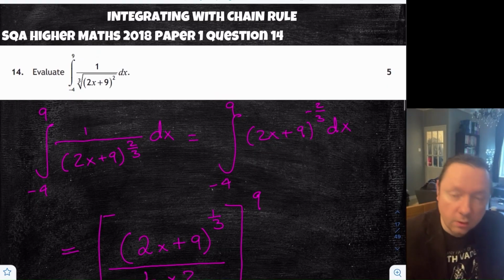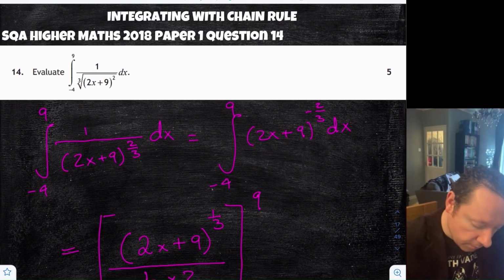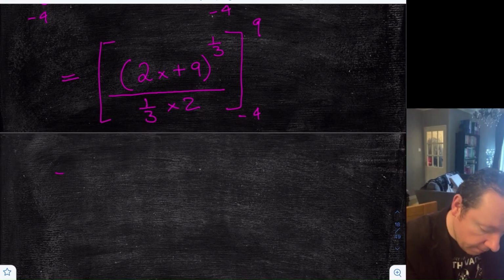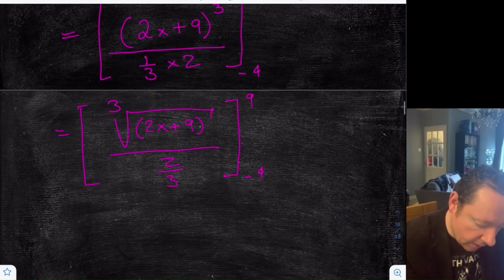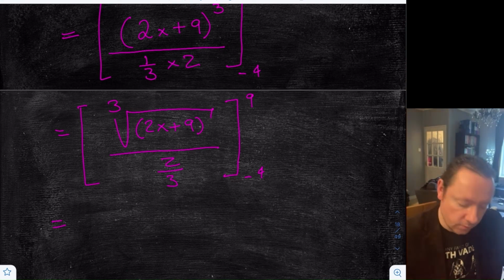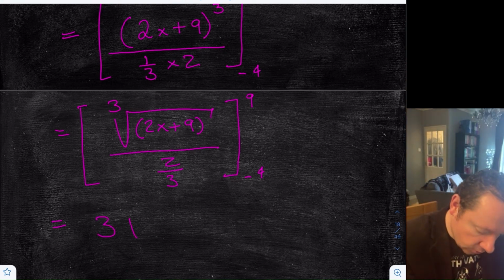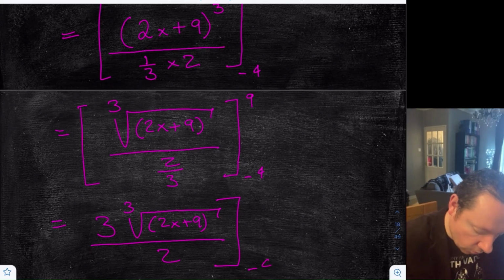Now this is a non-calculator question, so I'm going to have to put it back into root form as well. So that gives me the cube root of 2x plus 9. 2 times a third is 2/3. And that's between minus 4 and 9. Almost done. Dividing by a fraction means we can times it by the reciprocal, flip it upside down in other words. So we get 3 times the cube root of 2x plus 9 over 2 between minus 4 and 9.